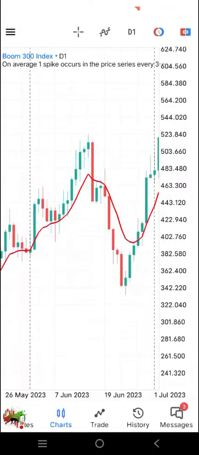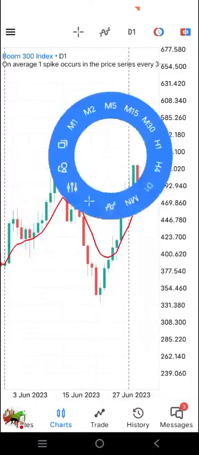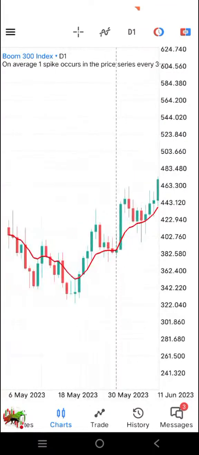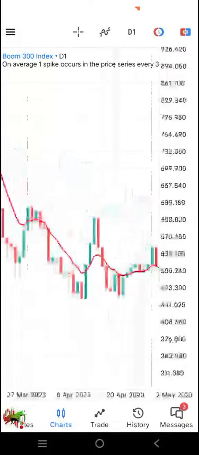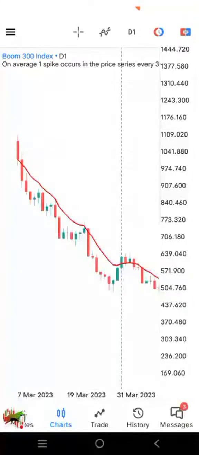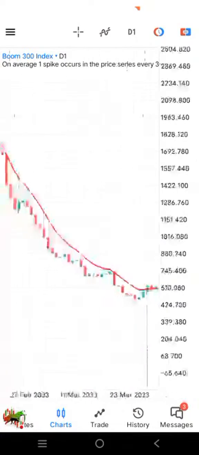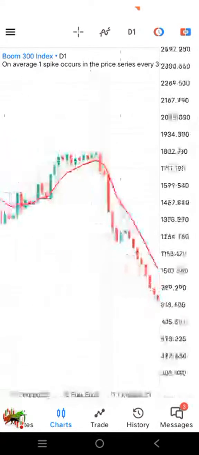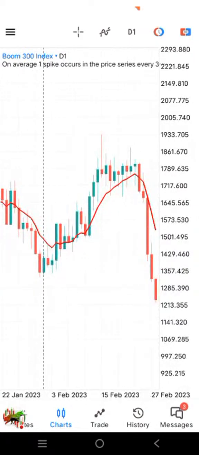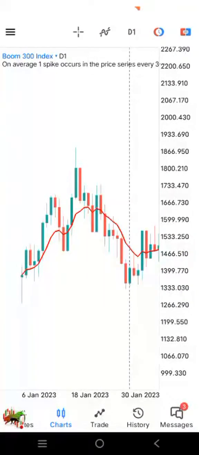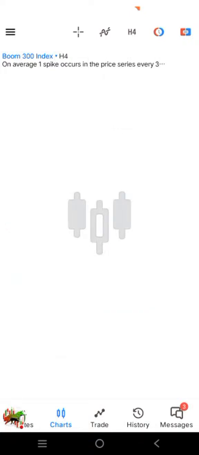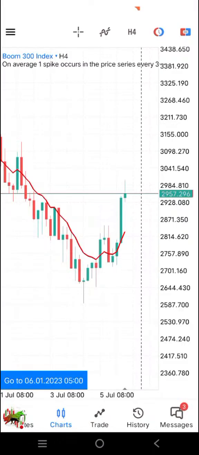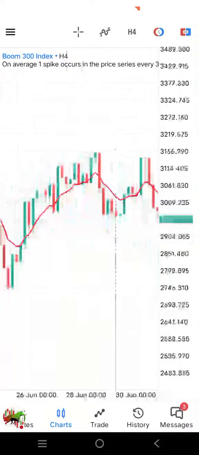Let's see if we find one. Check it out, guys. If you've seen a hammer anywhere, let me know. We must need a hammer somewhere on top or somewhere on the bottom. This is the daily time frame. Maybe it's hard to find one there. Switch to the H4 time frame. It will work in any market.